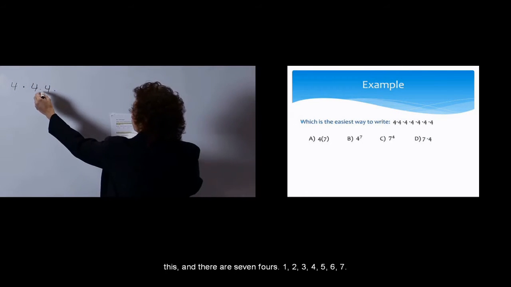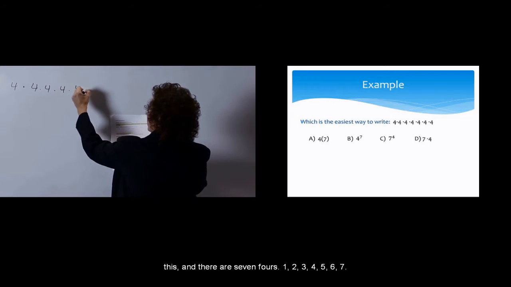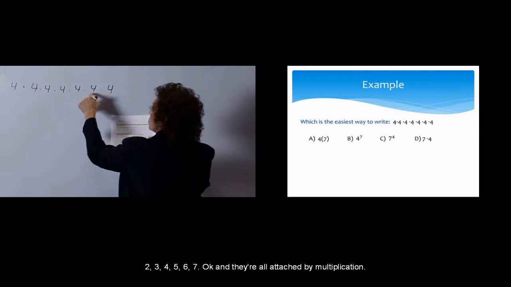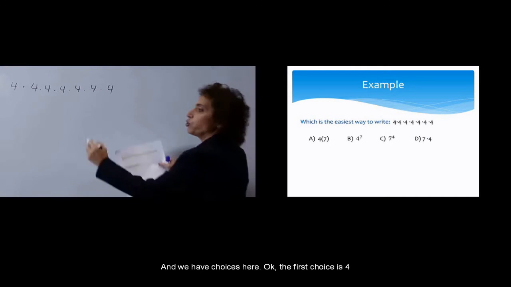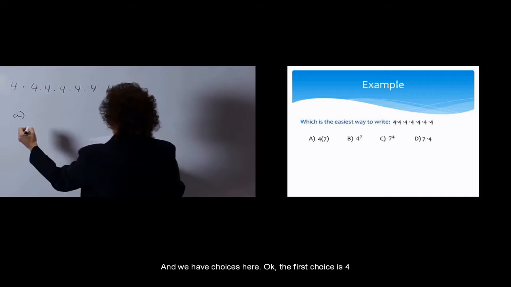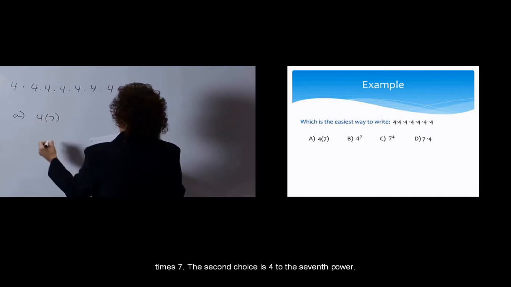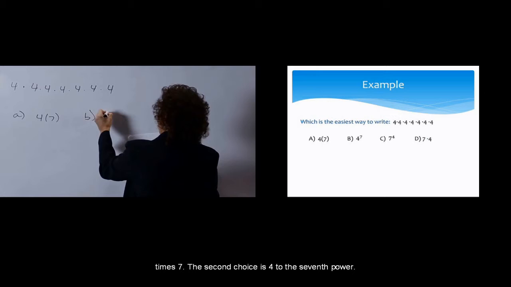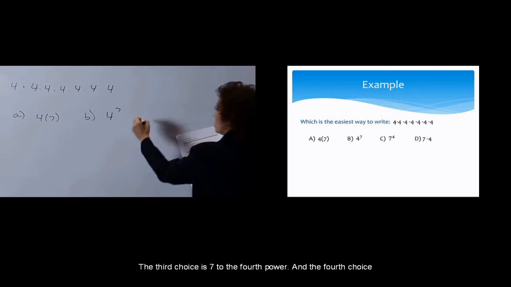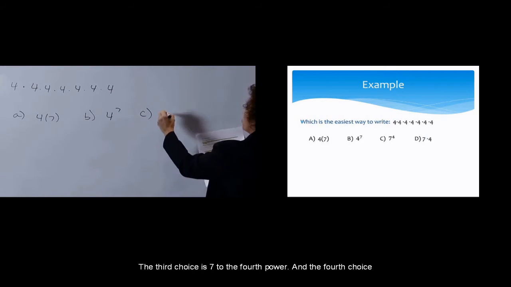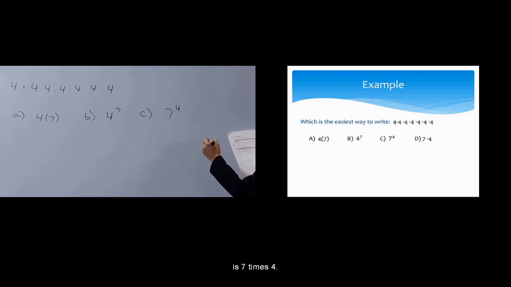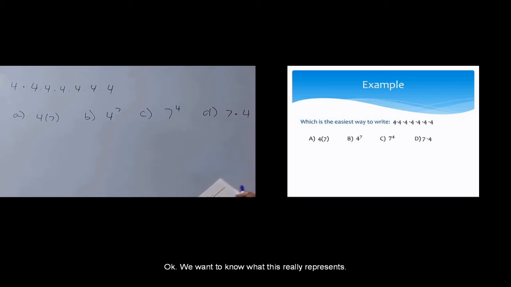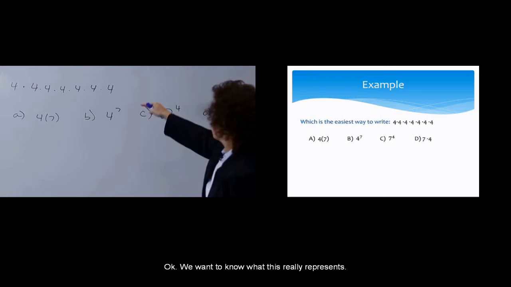And there are 7 fours, 1, 2, 3, 4, 5, 6, 7, and they're all attached by multiplication, and we have choices here. The first choice is 4 times 7. The second choice is 4 to the 7th power. The third choice is 7 to the 4th power, and the fourth choice is 7 times 4. And we want to know what this really represents.